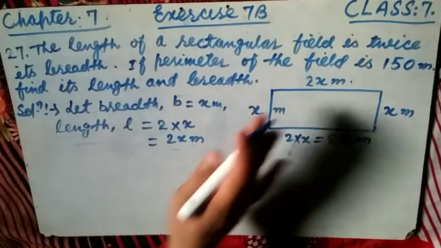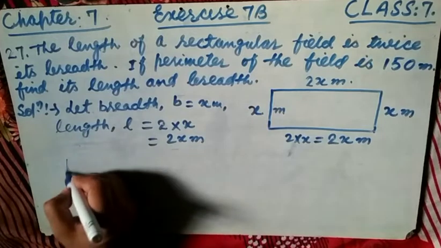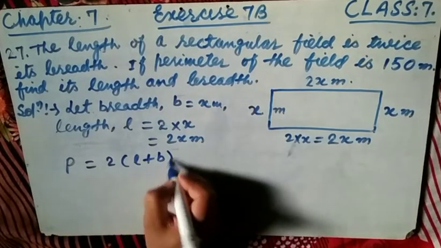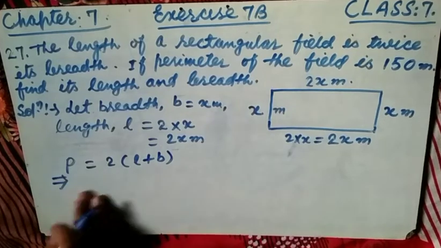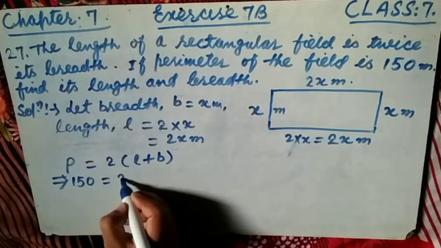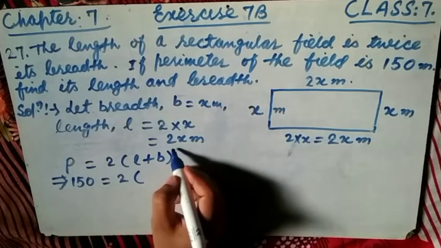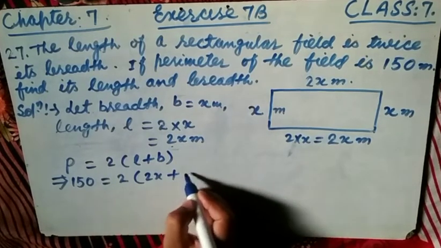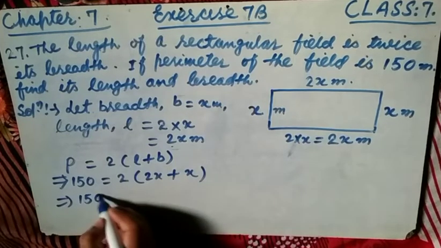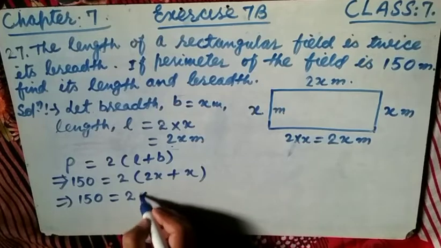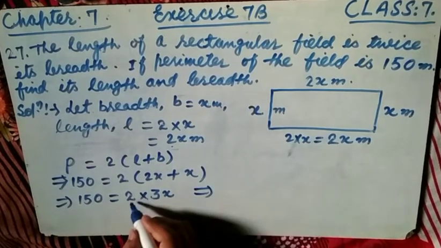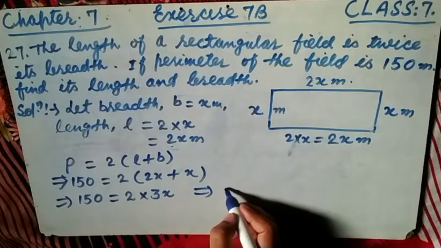Okay, now the perimeter is given. Now perimeter of the rectangle P is equal to 2 into (l plus b). P is given 150 and 2 is as it is. Here l is 2x and b is x. Okay, this is 150 is equal to 2 multiplied by 3x. This is 6x.